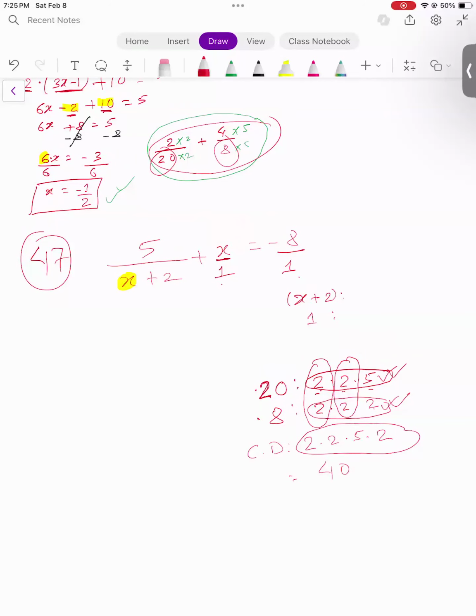Now, we want to write x plus 2 in factor form. What would be the factors of x plus 2? You always need to factorize if you can factorize. So how can we rewrite x plus 2 in factor form? Can anyone help me here? We have x plus 2 and we want to write x plus 2 in a product form, like a factor form. What do you think?